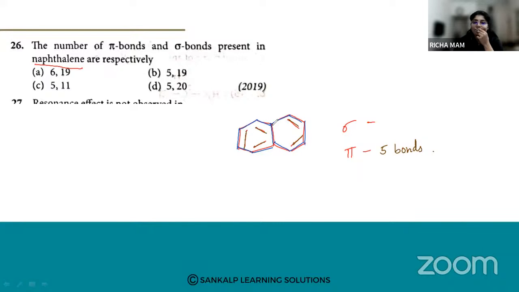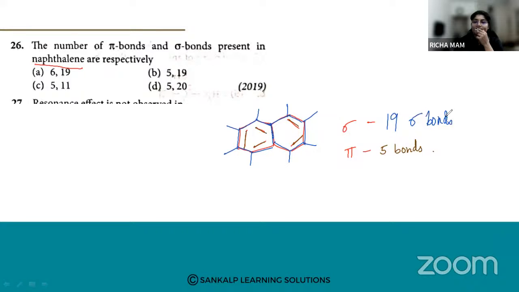1, 2, 3, 4, 5, 6, 7, 8, 9, 10, 11, 12, 13, 14, 15, 16. Don't forget the hydrogens. Your hydrogens are also there. So 1, 2, 3, 4, 5, 6, 7, 8, 9, 10, 11, 12, 13, 14, 15, 16, 17, 18, 19. So it is 19 sigma bonds.